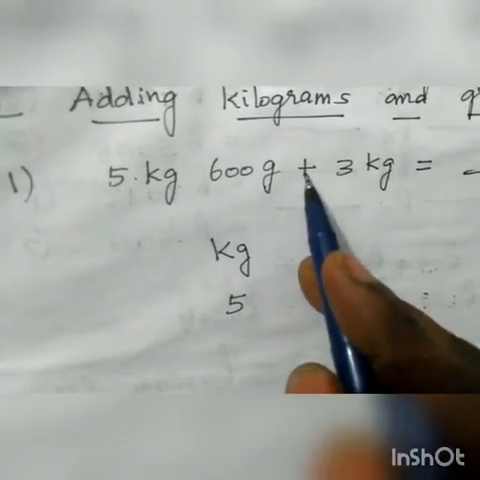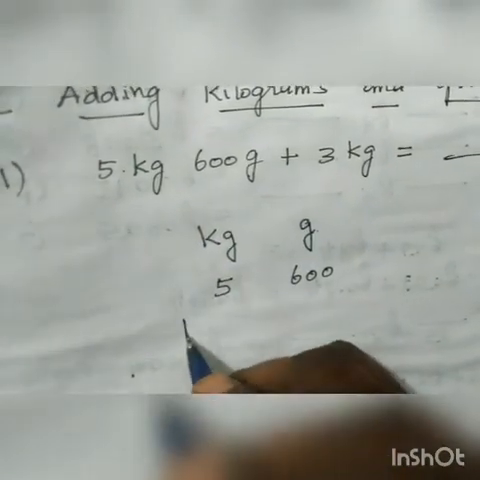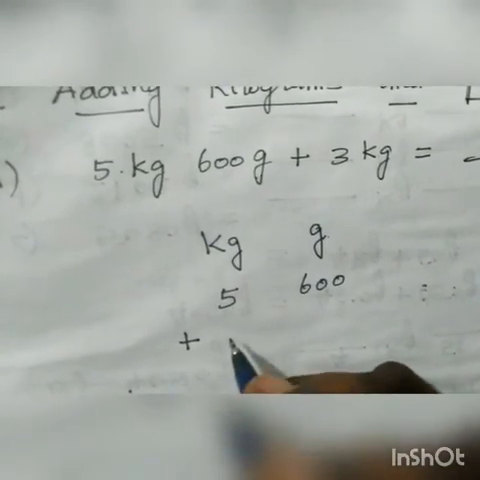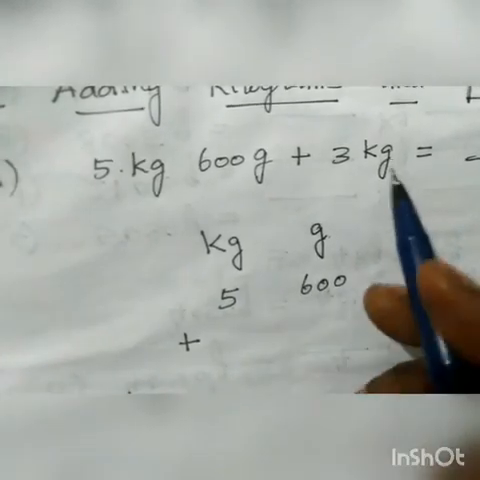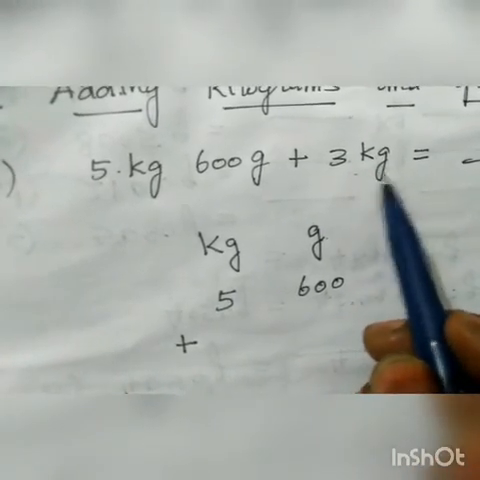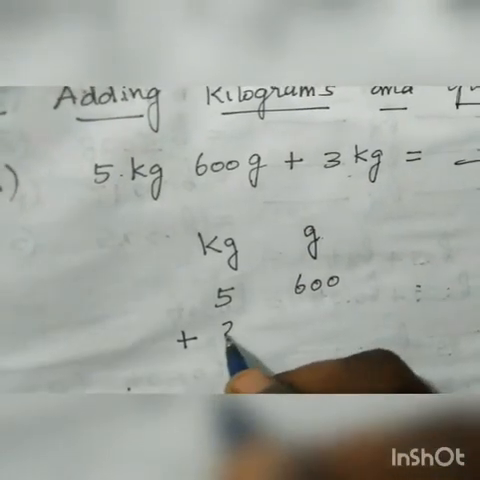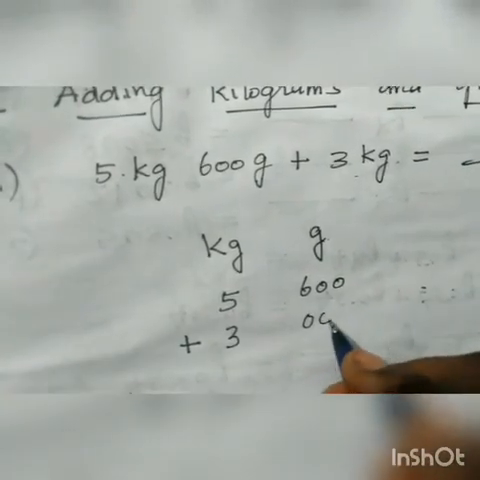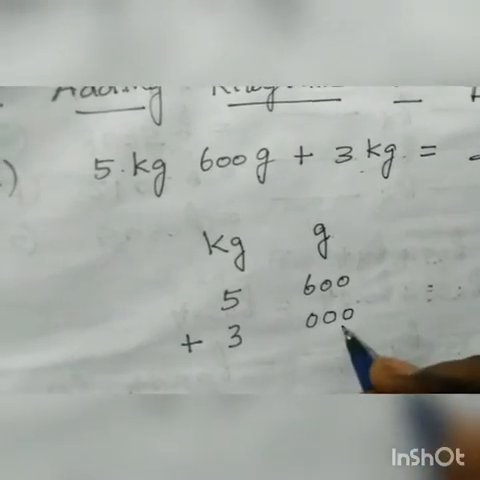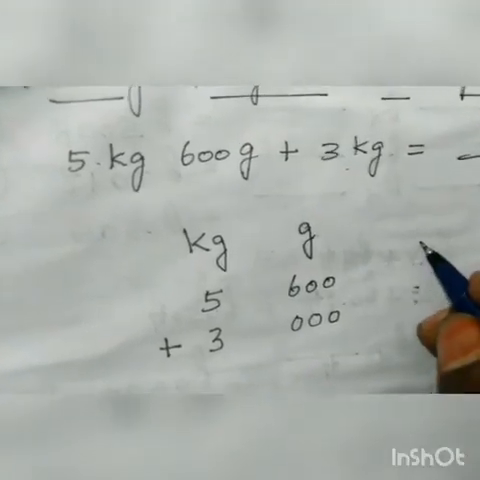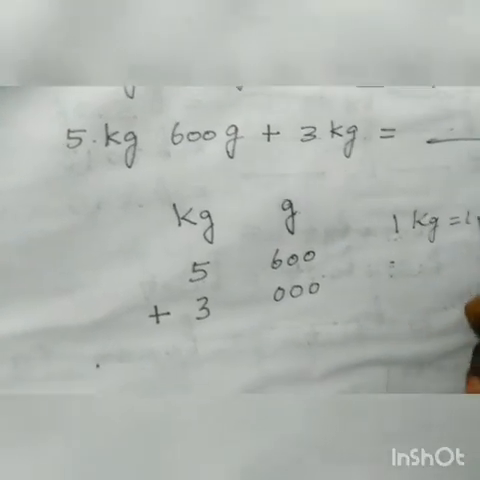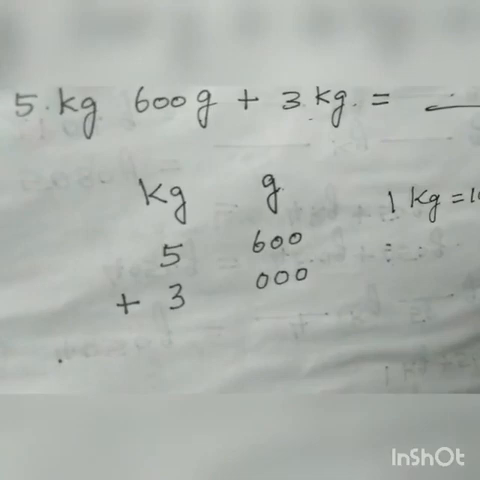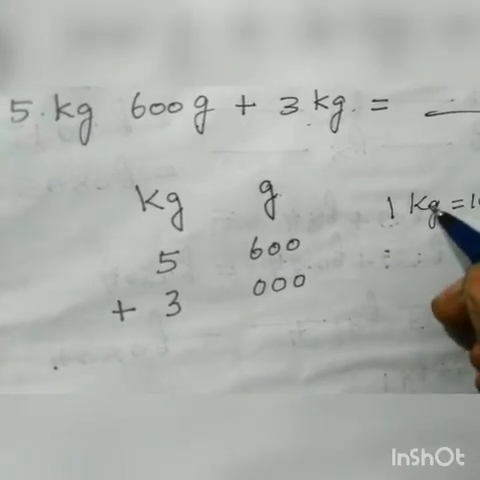Then what is given next? Plus. So in the next line we have to write plus, away from the number 5. Then after plus we have only kg, we don't have any gram. So under kilogram we have to write only 3, and we don't have any gram, so we have to write it as 000. Why are we writing 3 zeros? Because 1 kg is equal to 1000 gram. Whenever the value reaches 1000, then 1000 gram is converted into 1 kg, right?